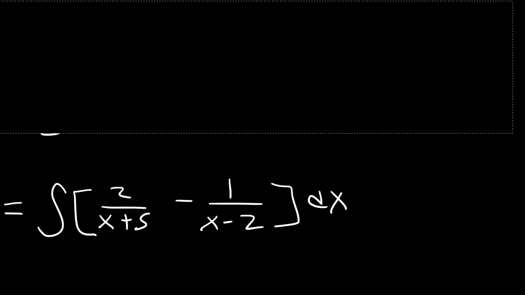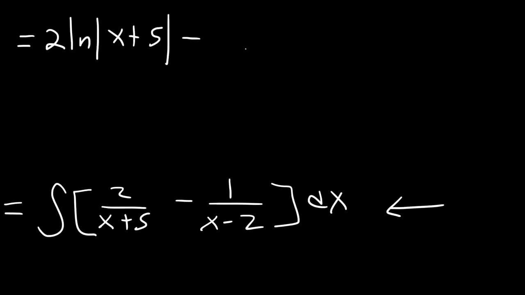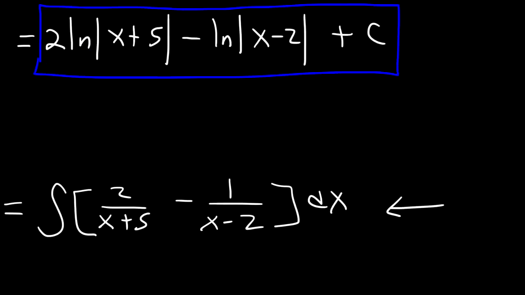Now let's work on the rest of the problem. Let's finish this part. So the integral of 2 over x plus 5 is going to be 2 times the natural log of x plus 5, and the antiderivative of 1 over x minus 2 is going to be natural log x minus 2, and then plus c. And so this is the final answer for this problem. So that's how you can use partial fraction decomposition to integrate rational functions.